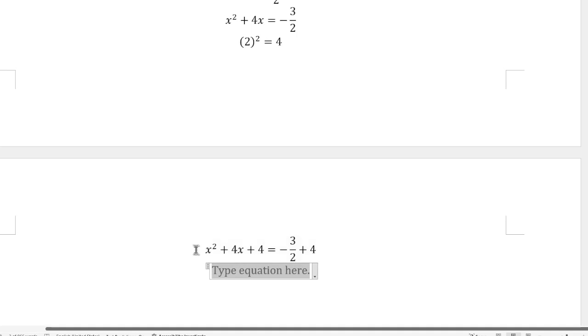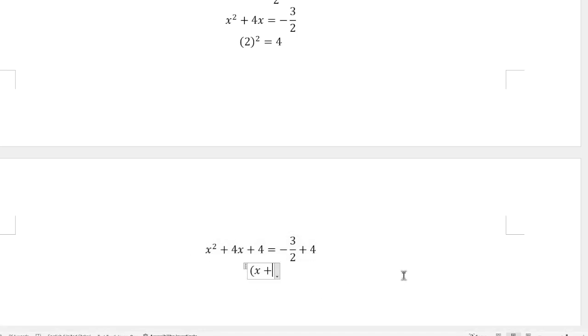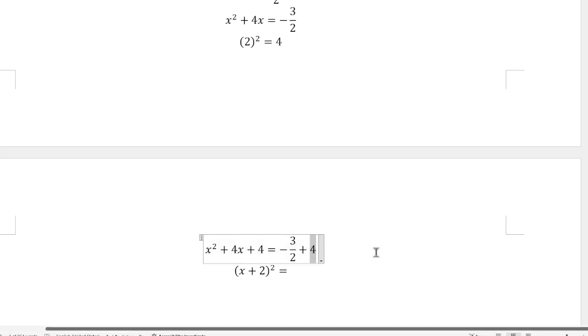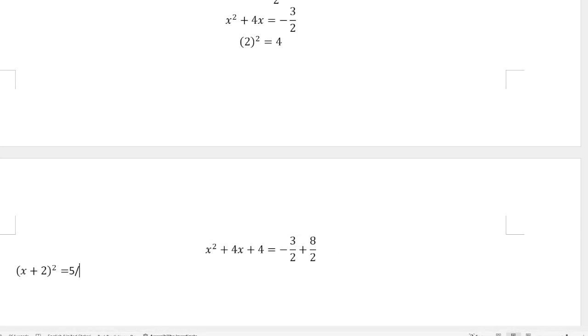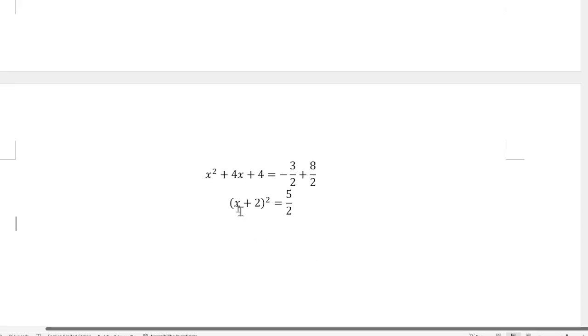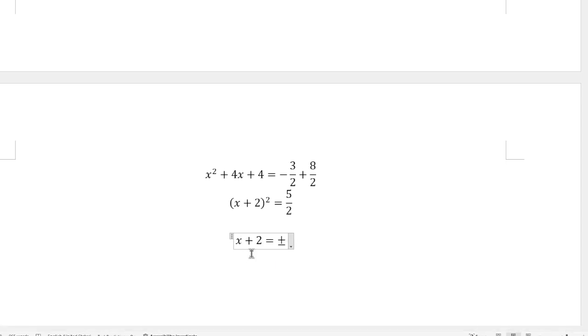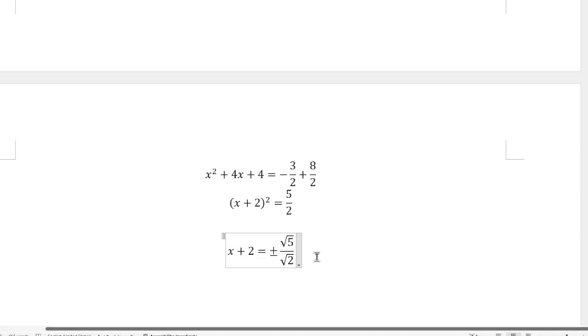And immediately the left side now becomes a complete square, x plus 2 squared. On the other hand, 4 is 8 over 2, right? And 8 minus 3 is 5, so you end up with 5 over 2. Now you can take the square root of both sides to get x plus 2 equals plus or minus the square root of 5 over 2. So that's what you get.